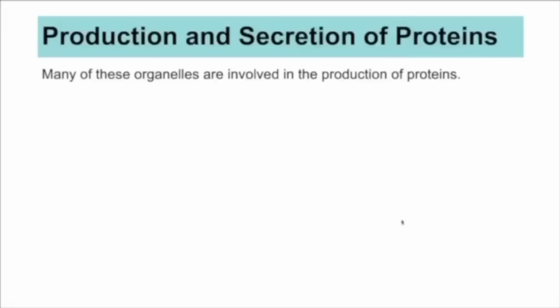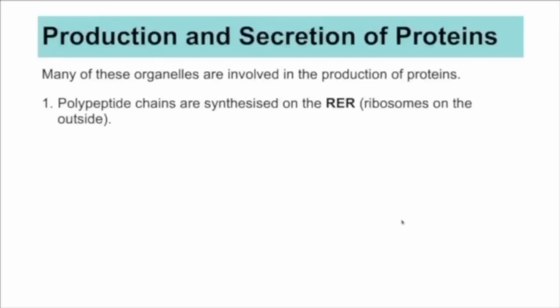So some of those organelles are involved in the production of proteins. And you do get long answer questions in this topic where they want you to link together everything you've learned to say which organelles are involved in the production and secretion of proteins. So let's summarise that. Number one, the polypeptide chains are synthesized on the rough endoplasmic reticulum, or you could say the ribosomes, because those are found on the outside.